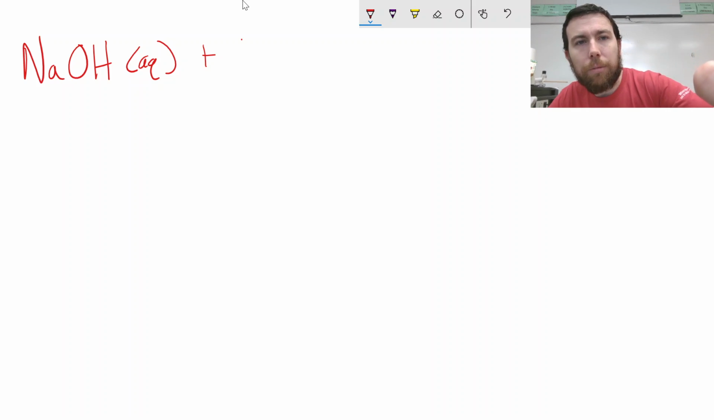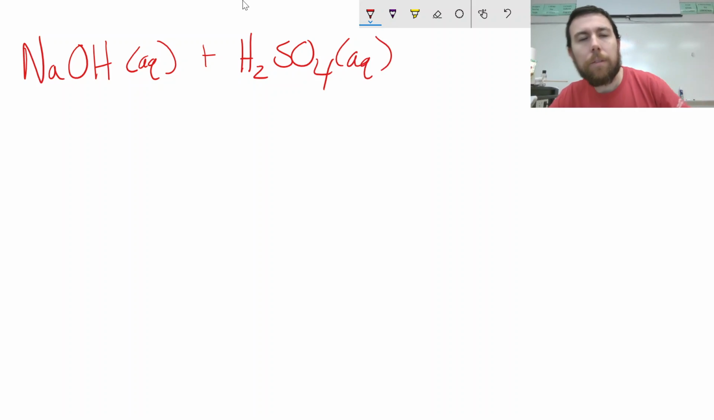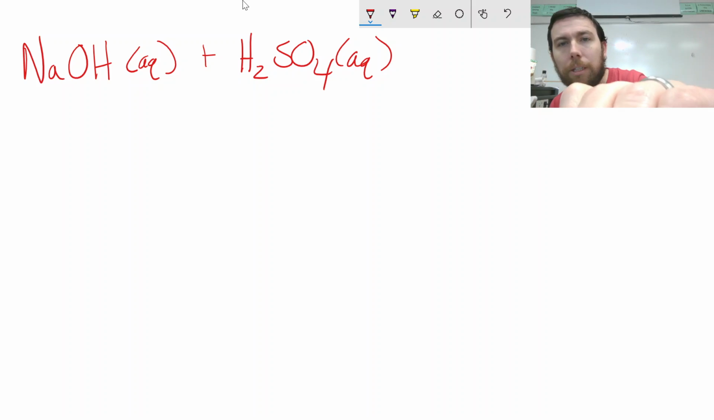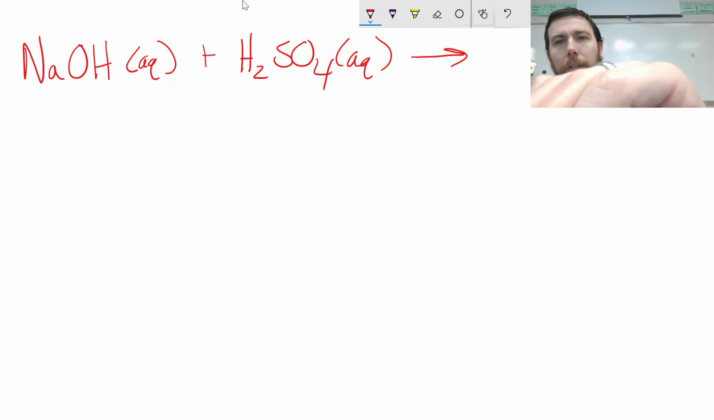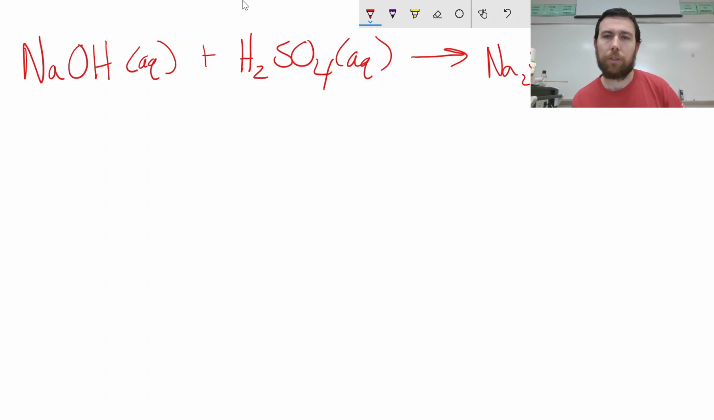So we've got some H2SO4, right? So we've got some sodium hydroxide that's reacting with sulfuric acid. Now, obviously they don't tell us the products, but we should know how to predict that, right? So this is an acid-base neutralization, and so in a sense it's kind of like a double replacement reaction, and we're going to get the formation of sodium sulfate, Na2SO4, aqueous, plus water, because it's an acid-base neutralization reaction.